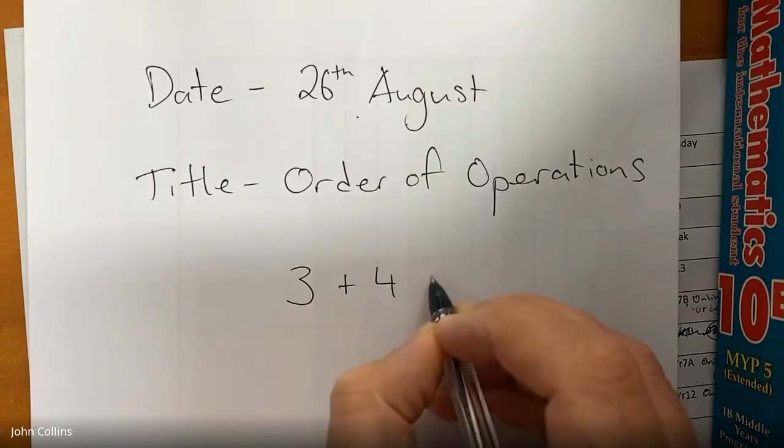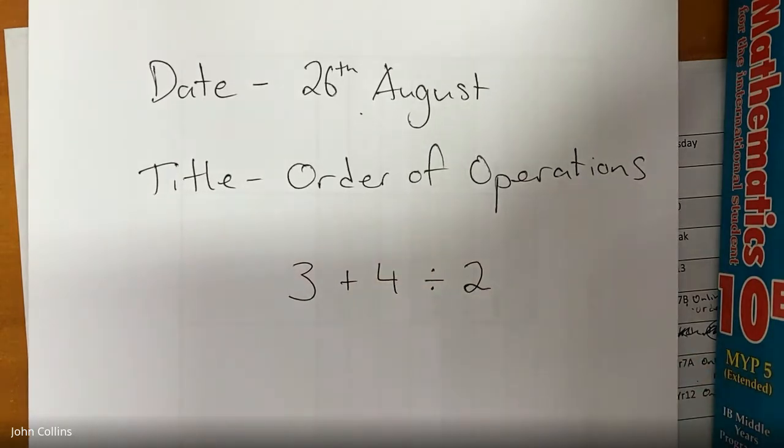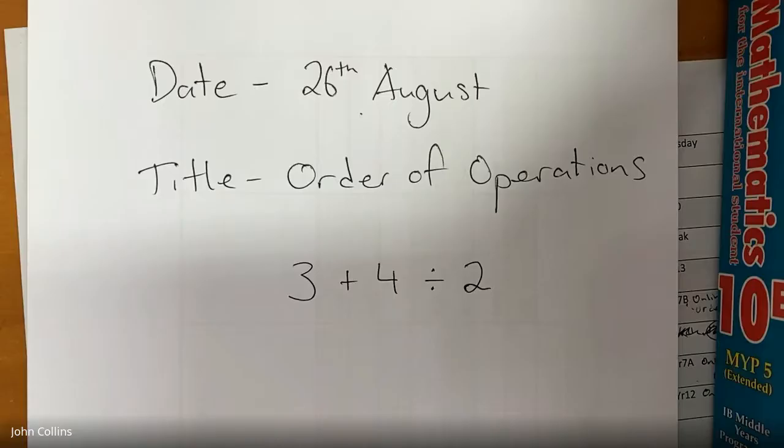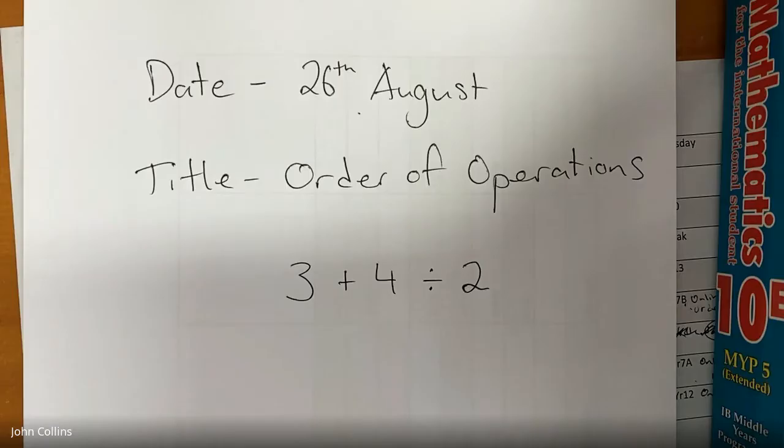3 plus 4 divided by 2. Can anyone explain to me why the answer to this is not 3.5? And don't say it's because you do. Can I try? Maxi, go for it. So if this is the problem, 3 plus 4 divided by 2, you have to do the 4 divided by 2 first. Why?